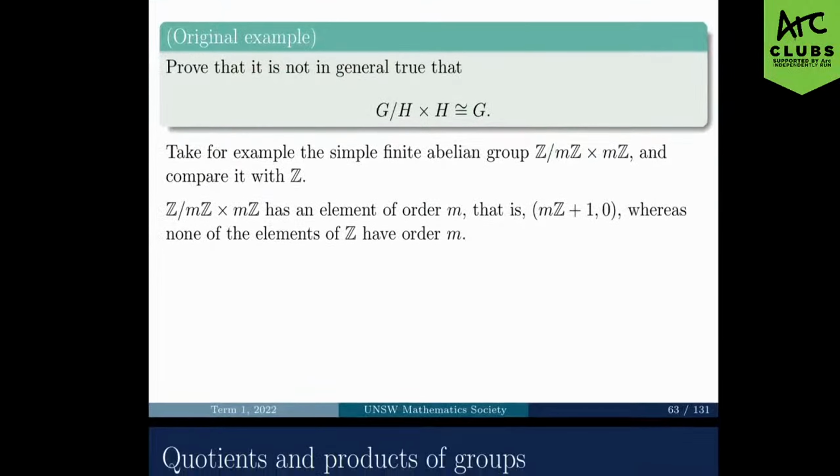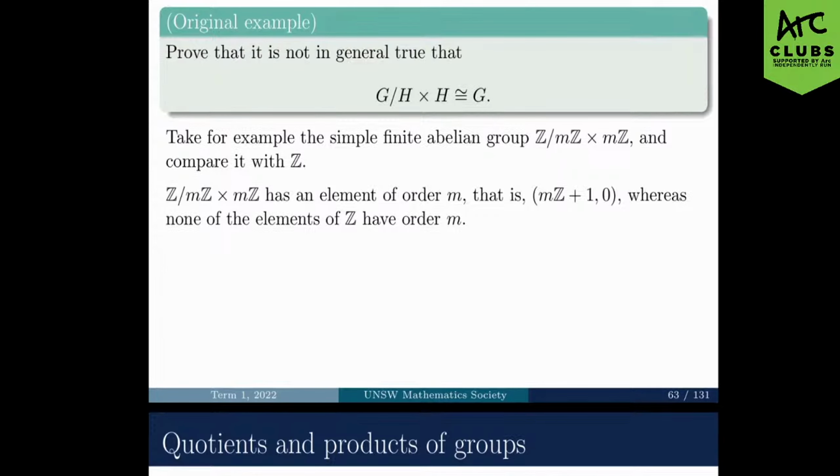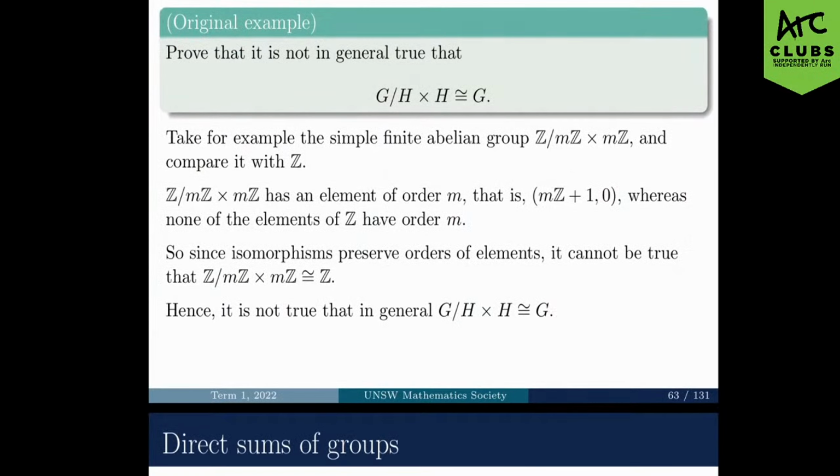Right, so we can just write this all out. So Z/MZ × MZ has an element of order M, but none of the elements of Z have order M. Right, and so what that means is that isomorphisms, because they preserve orders of elements, it can't be true that this is true. And so we've proven this is not always true by counterexample.